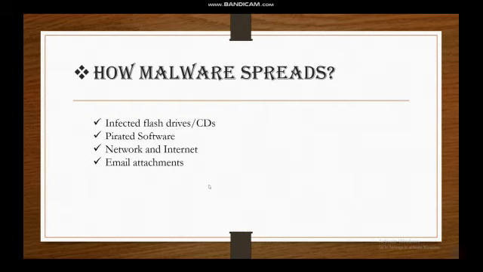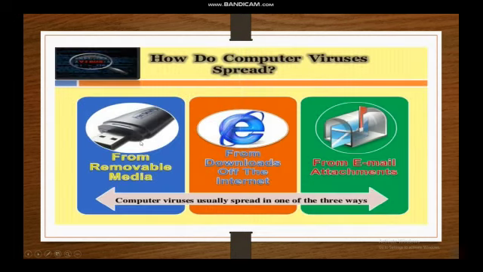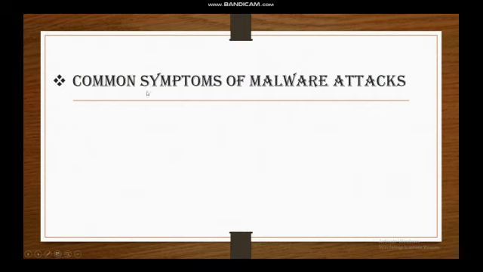So these are the things through which your computer can be infected. Malware can spread in your computer from USB drives, from email, from internet. Hope you understand.